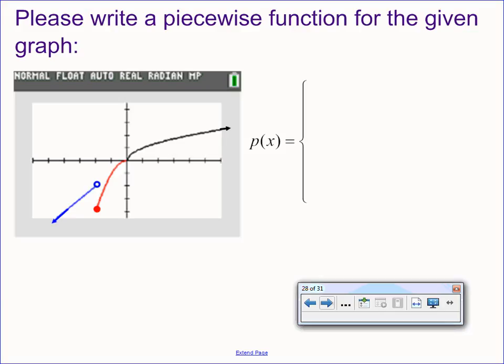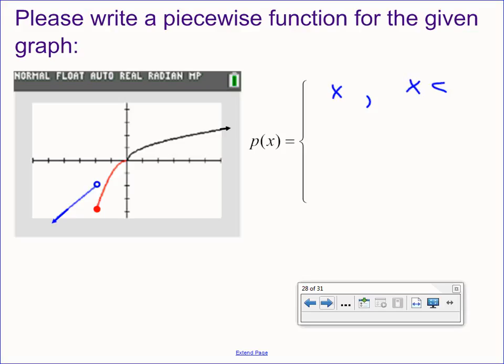So which parent function does this look like? Right? Which parent function does this look like? Jackson and Olivia? Y equals x. It does. It's exactly y equals x, but only for a particular window. So let's go ahead and write p of x is given by x, but only for the restricted domain when x is to the left of -2.